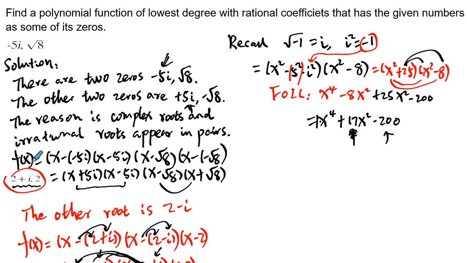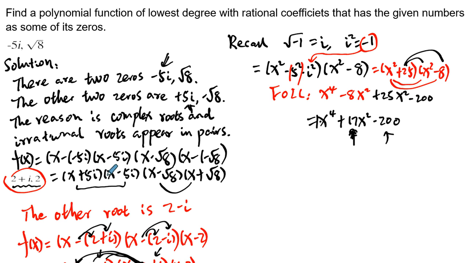So then you should have f of x written as x minus negative 5i here, and x minus 5i. Another is x minus positive radical 8. Another is x minus negative radical 8. So x minus negative 5i is x plus 5i. And here x minus negative radical 8 is x plus radical 8. You may do the FOIL method.